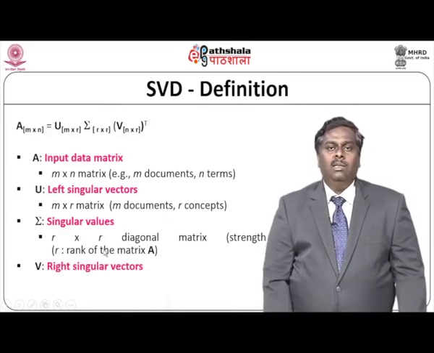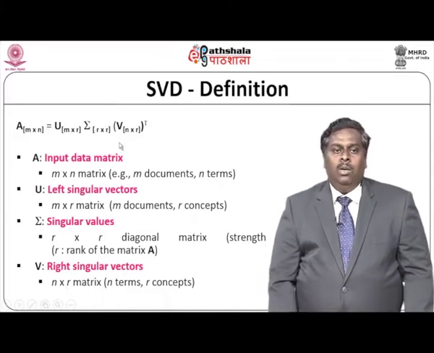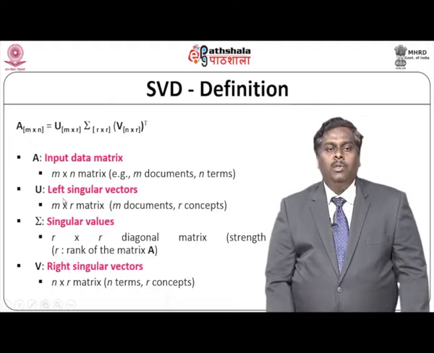V matrix is a right singular vector matrix. This right singular vector matrix is going to be a combination of n and r, where r, you know, is the number of concepts and n is the number of terms. So, a single matrix A is decomposed into 3 sub matrices.